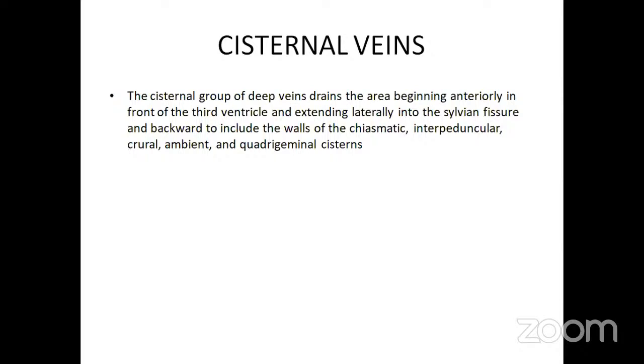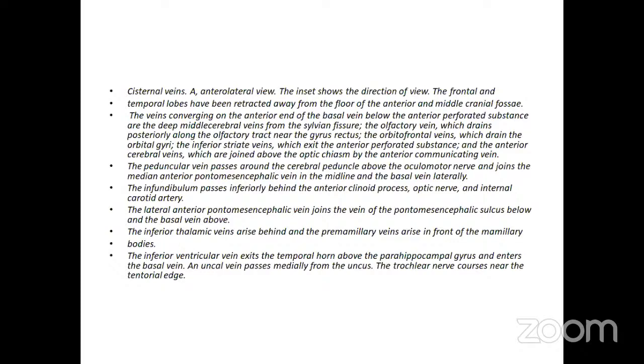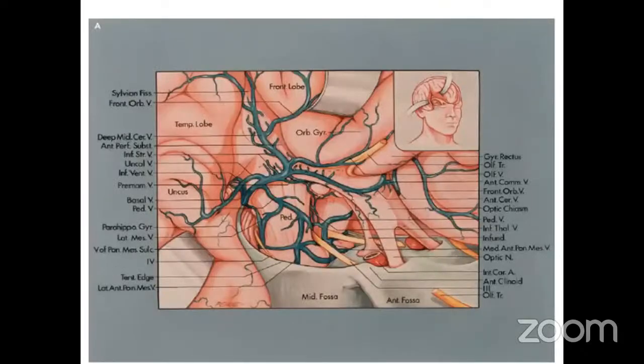Now the second group of veins are the cisternal veins. The cisternal group of deep veins drains the area beginning anteriorly in the front of the third ventricle and extending laterally into the sylvian fissure and backward to include the walls of the chiasmatic, interpeduncular, crural, ambient, and quadrigeminal systems. In this diagram, this is the anterolateral view. This is the inset that is showing the frontal and temporal lobes have been retracted away from the floor of the anterior and middle cranial fossas.